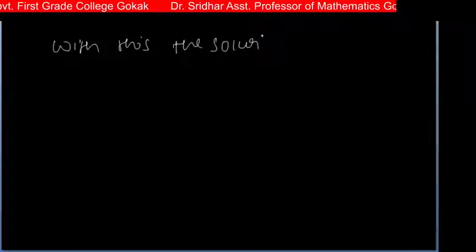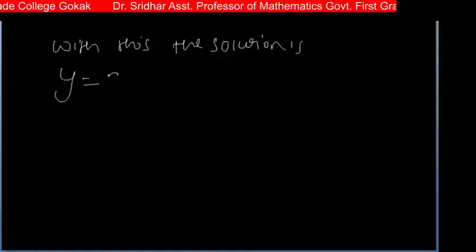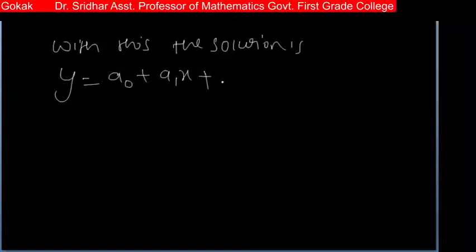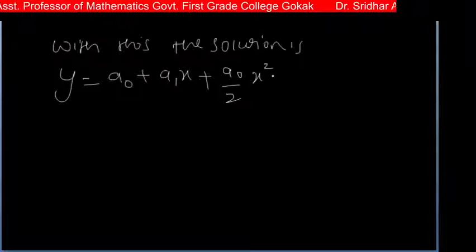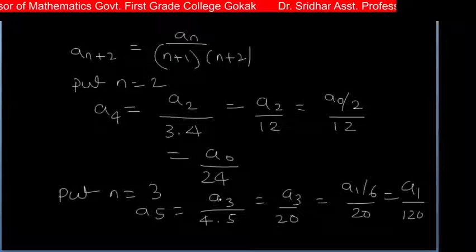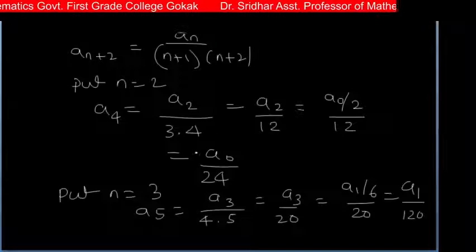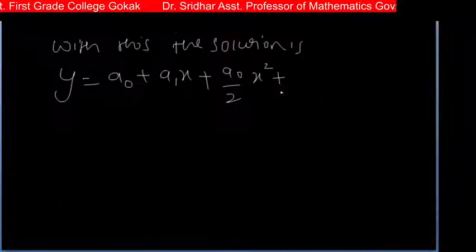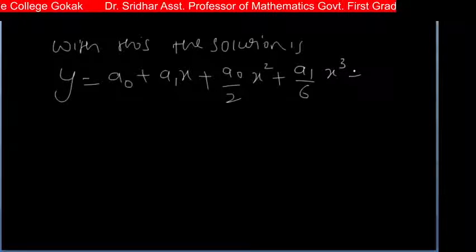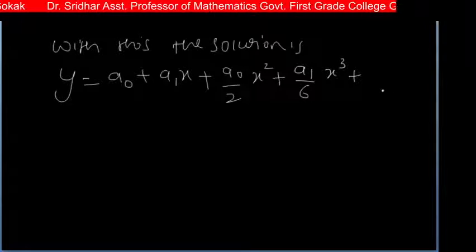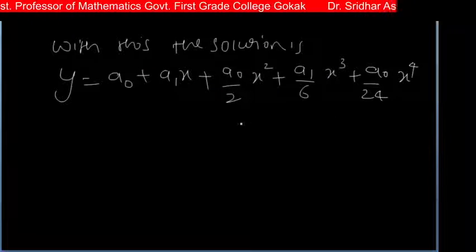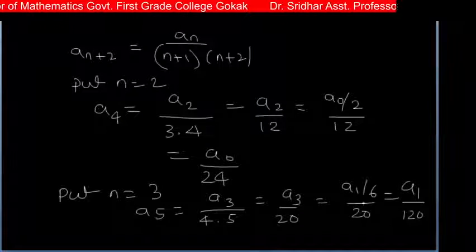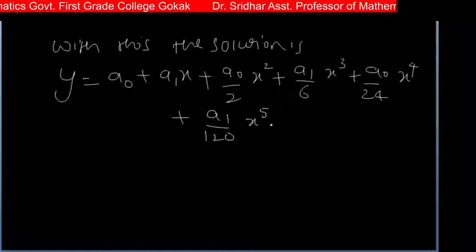With this the solution is y is equal to a0 plus a1 x, next a2 is a0 by 2, so a0 by 2 x square, plus a3 is a1 by 6, so a1 by 6 into x cube, plus a4 is a0 by 24, so a0 by 24 into x raised to 4, plus a5 is a1 by 120, so a1 by 120 x raised to 5, and so on.